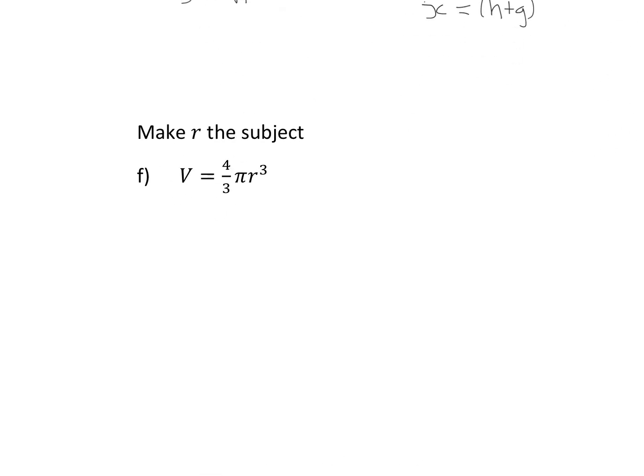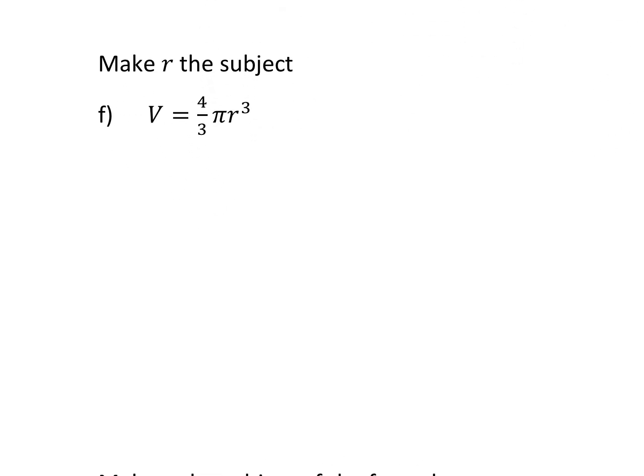And we've got one more. We're going to make r the subject. You can do this question in two steps, but I'm going to try and break it down into more steps to make it simpler. 4/3 means there's a divide by 3 on the right hand side. I'd like to get rid of that fraction and times by 3. So we'll times both sides by 3, and we get 3v equals 4 pi r cubed.